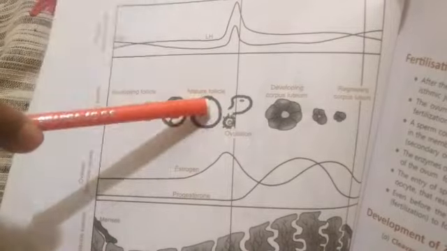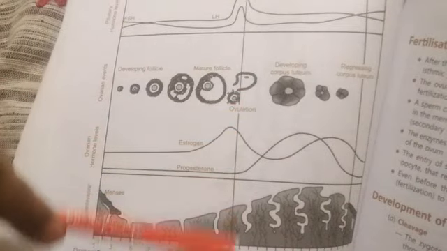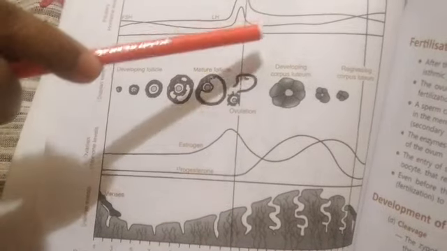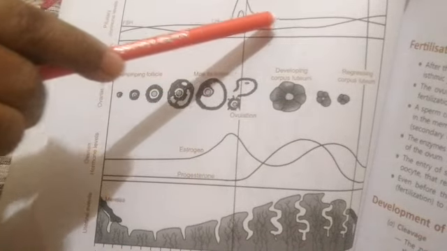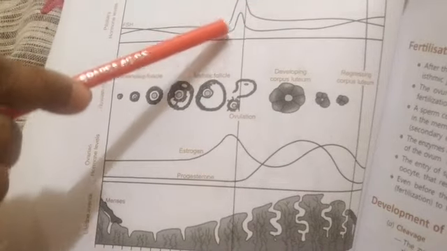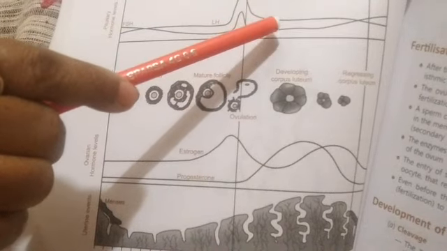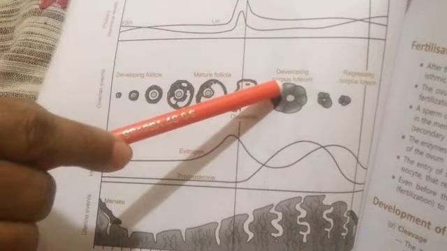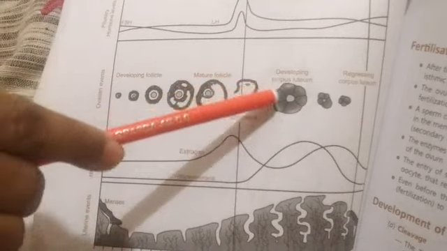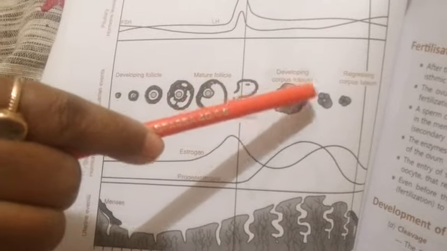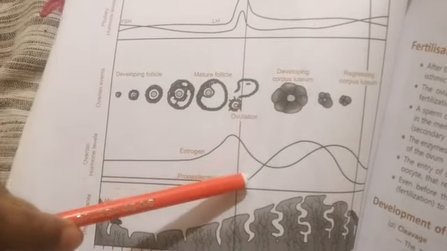The Graafian follicle ruptures, releases the secondary oocyte, and now ovulation will occur. Then the hormonal level decreases again, but LH is still higher. You can see here LH is still higher, and under the influence of LH the corpus luteum actually develops from the ruptured follicles. So gradually the corpus luteum develops, and it releases the hormone progesterone.